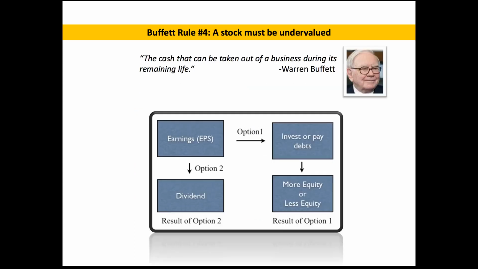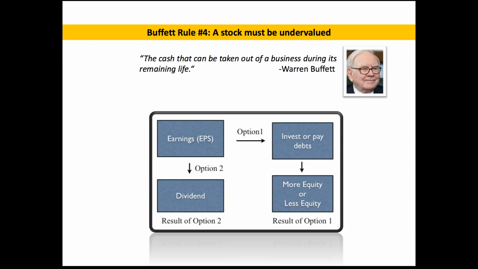So what does that mean? When he says the cash that can be taken out of a business during its remaining life, what does he mean by that? When he's assessing that cash that can be taken out of the business, what he's actually referring to is, if I could take all the profit that the company's going to make over X number of years that I would own it, how much would that add up to? And so what he does is he does it for 10 years into the future.